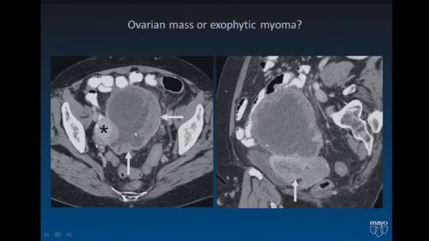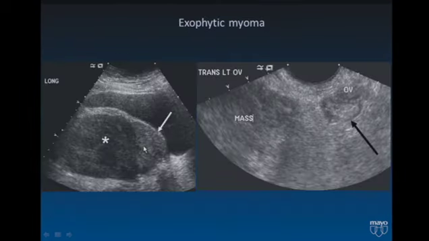Here's another case where there's a mass in the left adnexa. This is the top of the uterus. The uterus has been shoved over to the right a little bit, and here's this large mass that's emanating off the posterior wall of the uterus on this angled oblique reformation. And you can see the uterus here with the white arrow. Is this an ovarian mass or is this a uterine mass? It's very hard to tell based on the CT. So an ultrasound is the right test to do.